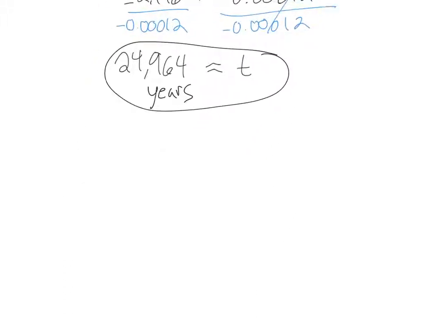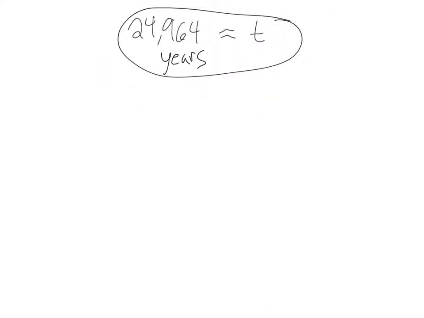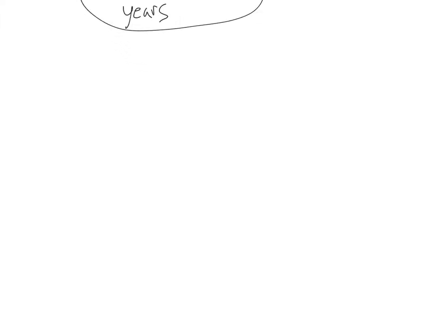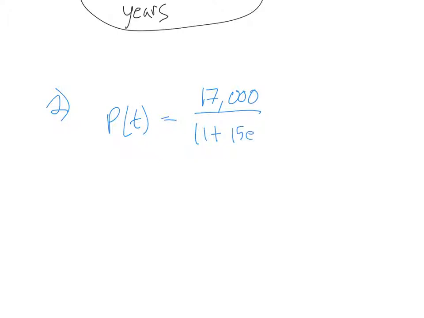Alright, on the second page of your homework assignment, we are asked to assume that the population of gnats in a specific habitat follows the function P of t is equal to 17,000 divided by 1 plus 15 e to the negative 0.0082t.